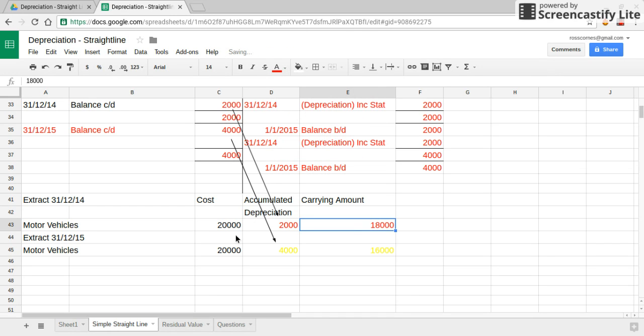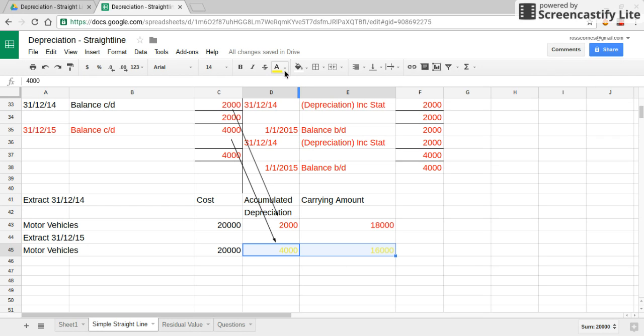And then what we do is take the cost away from the accumulated depreciation, which gives us what's called the carrying amount, or the value that we think our car is now worth. When you look back at some old exam papers, you'll see it not called the carrying amount. The old term was net book value, which you don't want to confuse with net realisable value.